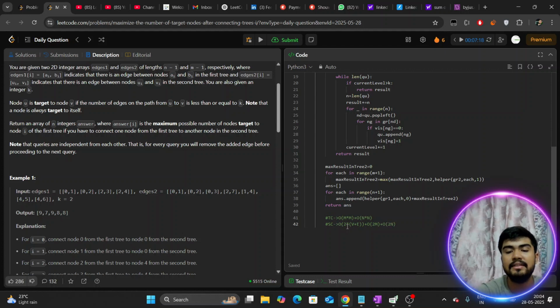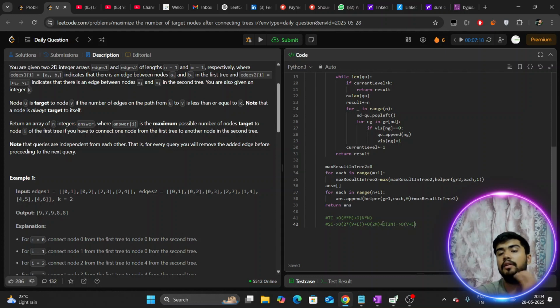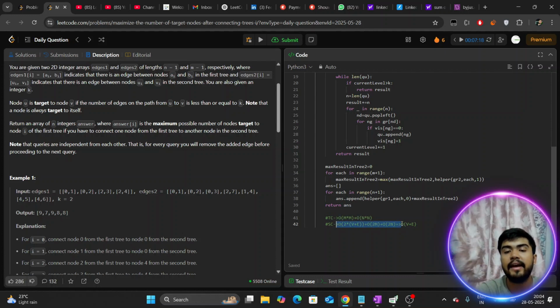So in more general terms, I can write it as big O of V plus E only, because who is actually dominating? Big O of V plus E is actually dominating, no? So the adjacency list representation of a graph is going to take the most space. So yeah, I can write the space complexity as big O of V plus E only.